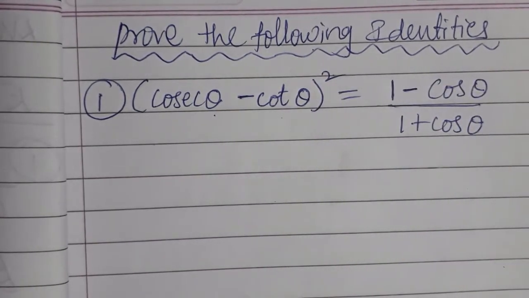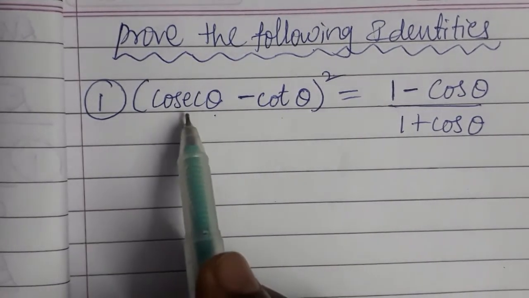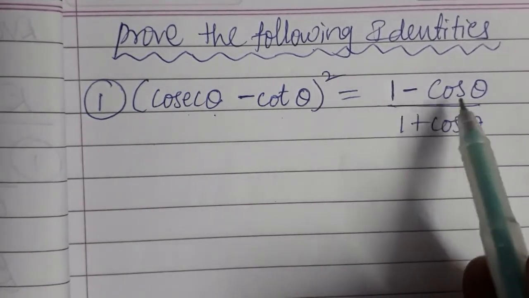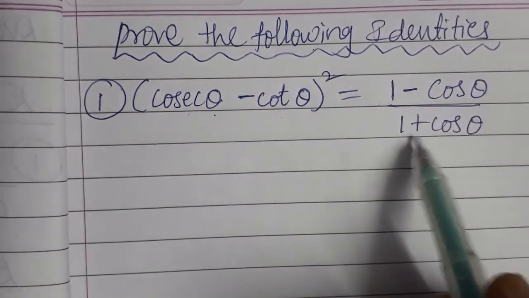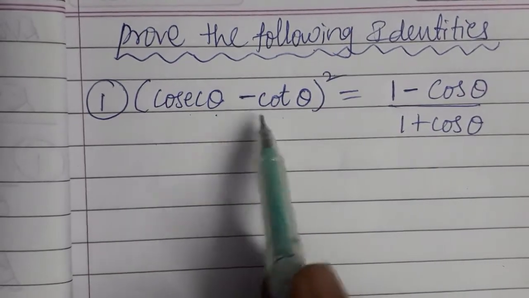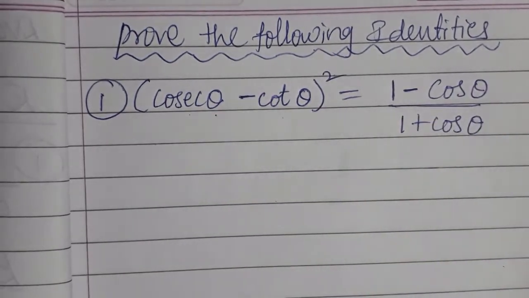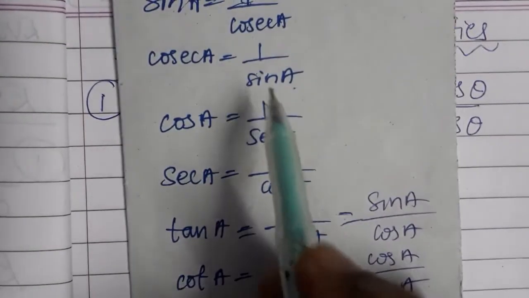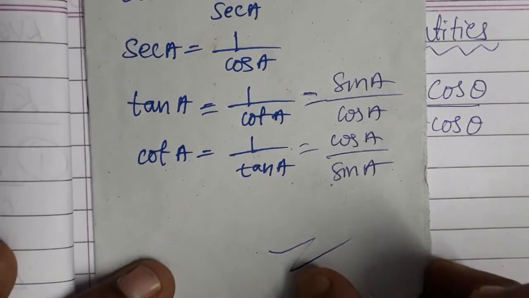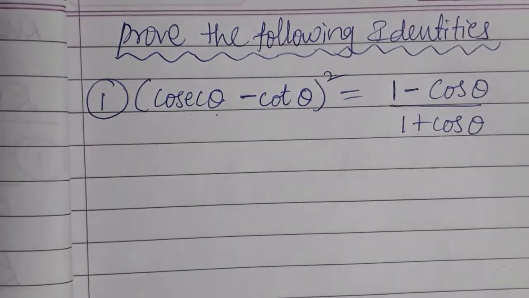Prove the following identities. The next important concept. First question: (cosec theta minus cot theta) the whole square is equal to (1 minus cos theta) by (1 plus cos theta). Now this cosec and cot I will be converting into cos and sin. You can notice here cosec is 1 by sin, cot is cos by sin. So these two reciprocal ratios I will be using.